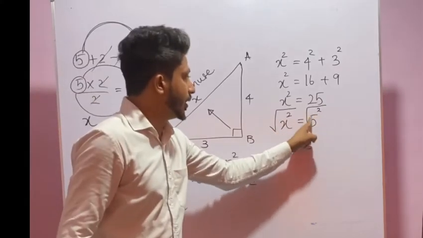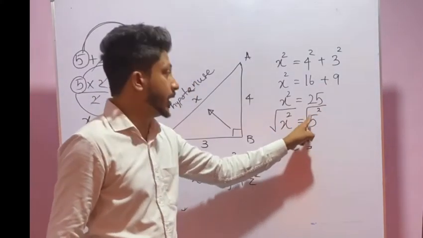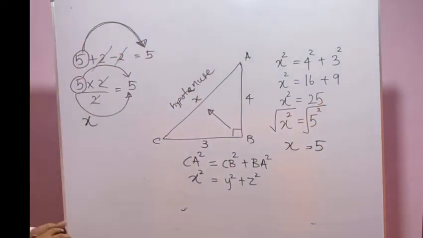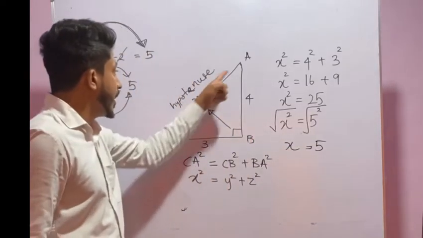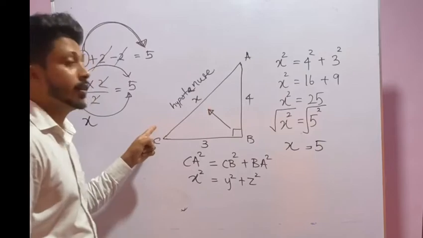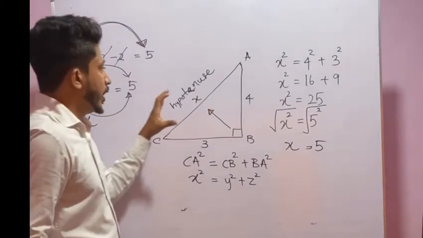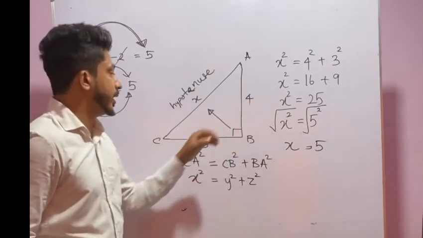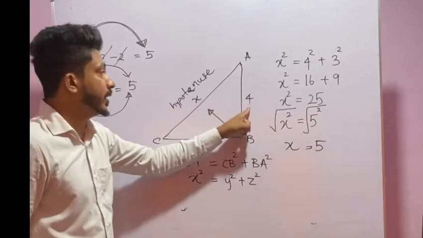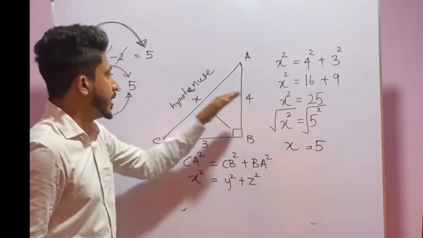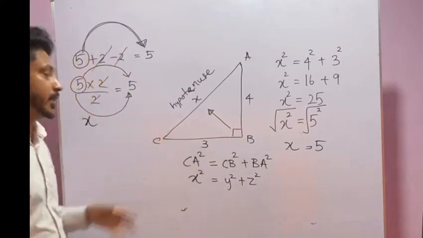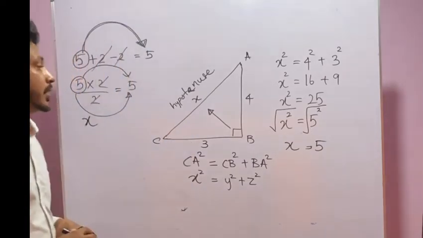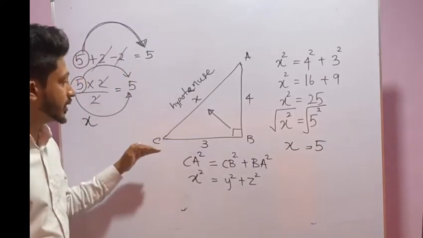So if you consider a square and its square root, it will give that original number. Likewise, we can find the remaining length of that side. If you have two lengths, it can be this and this, and you have to find this side, or it can be this and this, and you have to find this side. Either way, you can find a length of a right angle triangle by using this Pythagoras theorem.